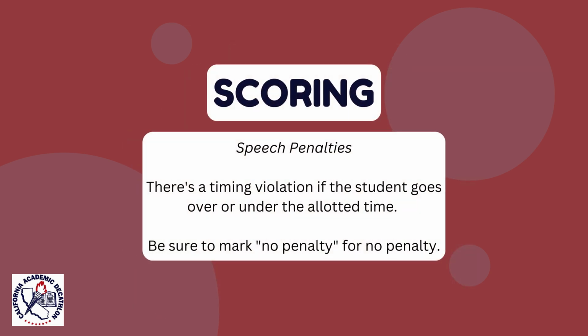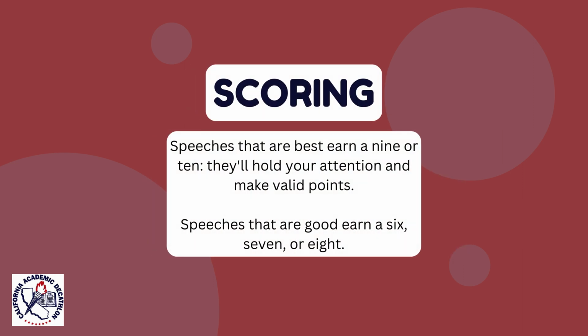The last mark on the evaluation form is for speech penalties. There is a timing violation if the student goes over or under the allotted time. Be sure to mark no penalty for no penalty. So when looking at the speeches that score the best, 9s and 10s will hold your attention and make valid points. Good speeches should earn a 6, 7, or 8.